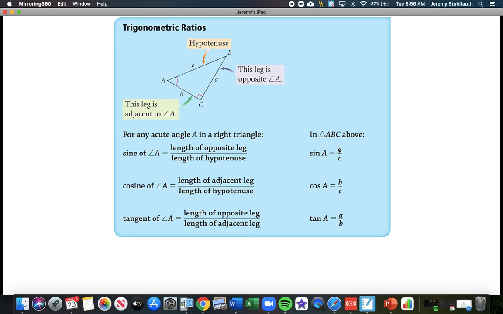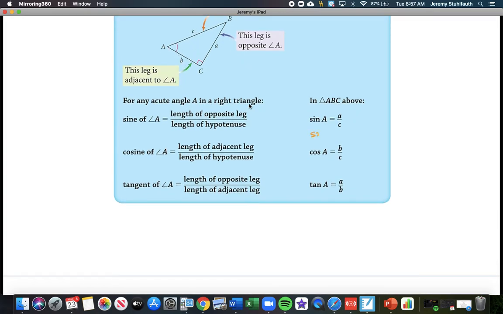And these ratios change depending on which angle you're using. So if you're using angle B, the sine of B would be the opposite of B, which is b, divided by the hypotenuse, b over c. So the sine of B in this case would be equal to b over c.